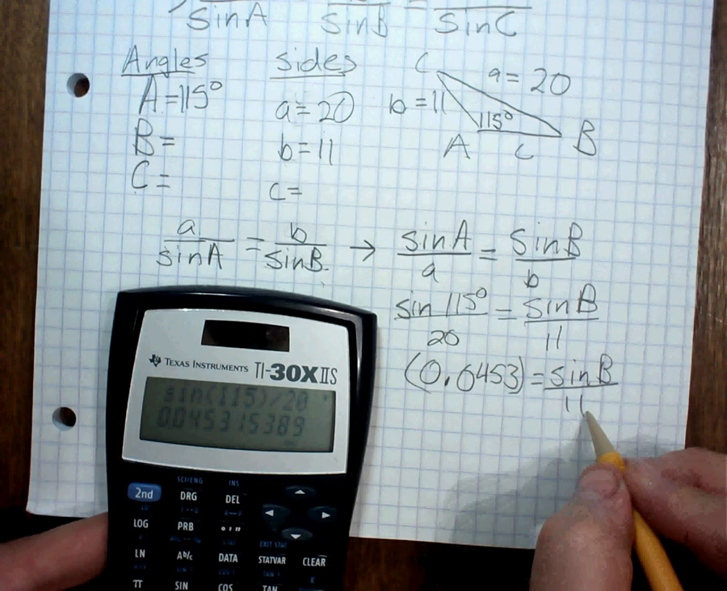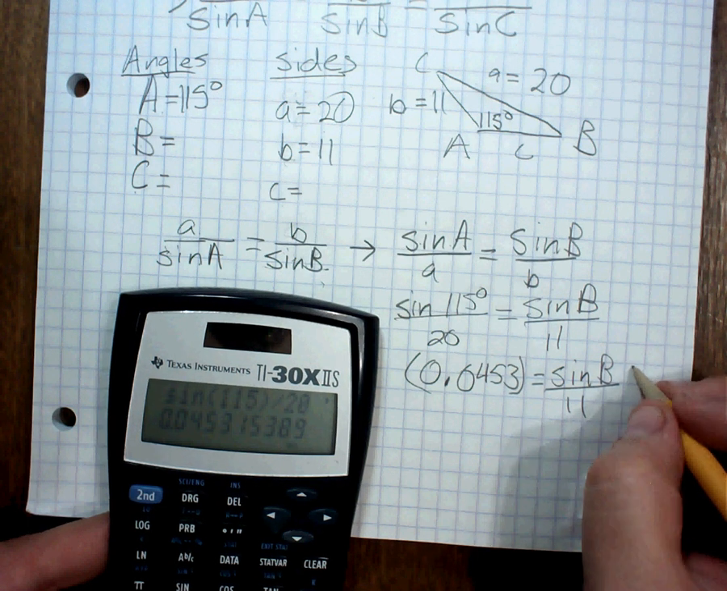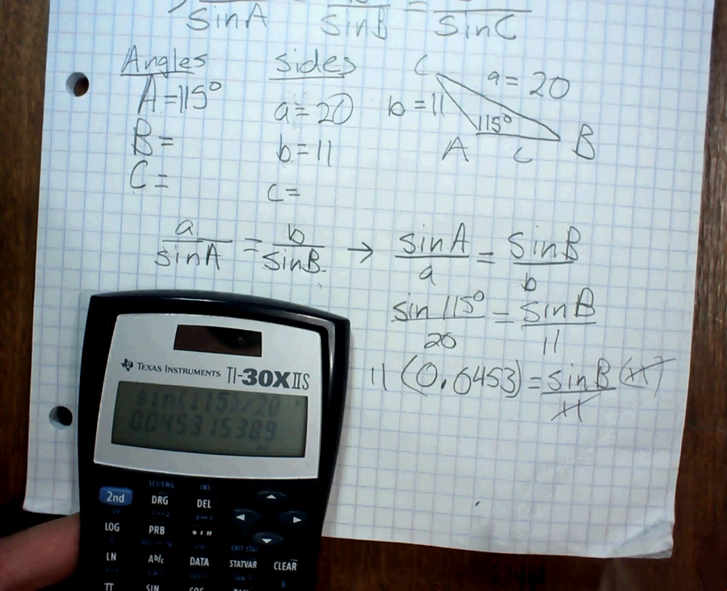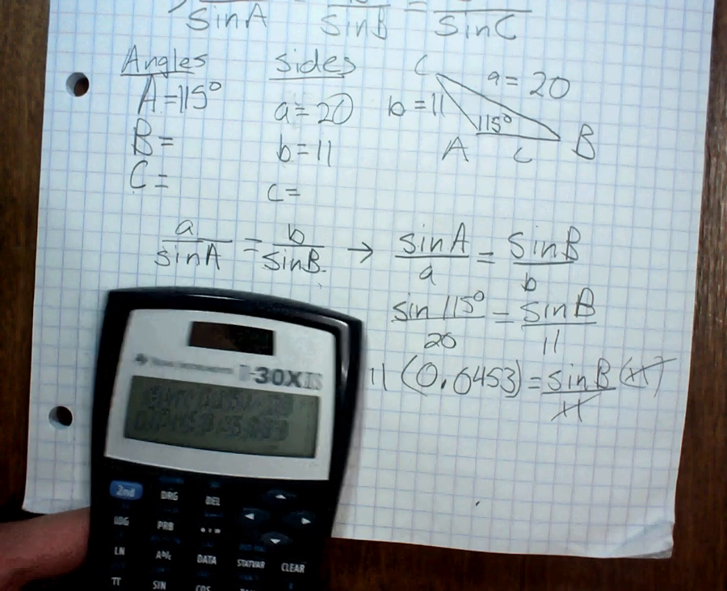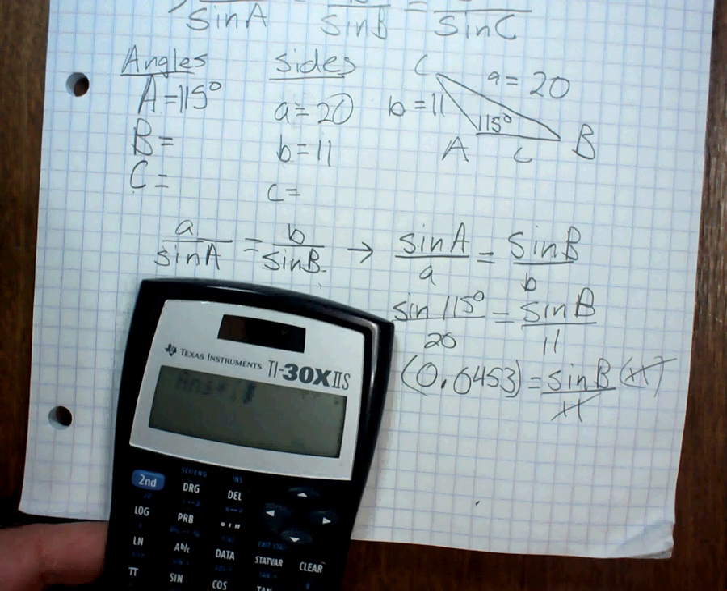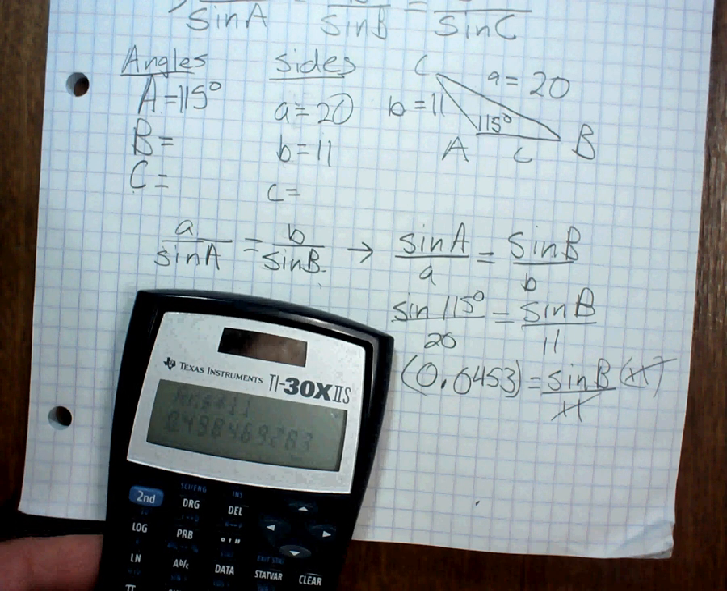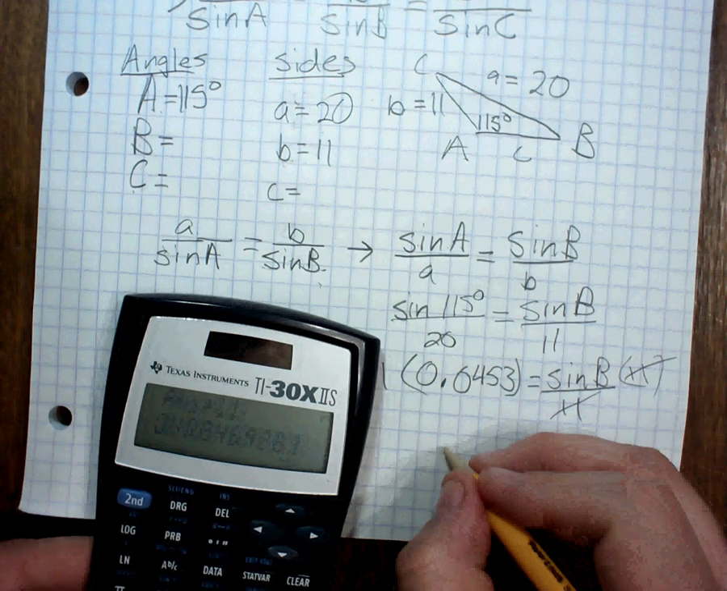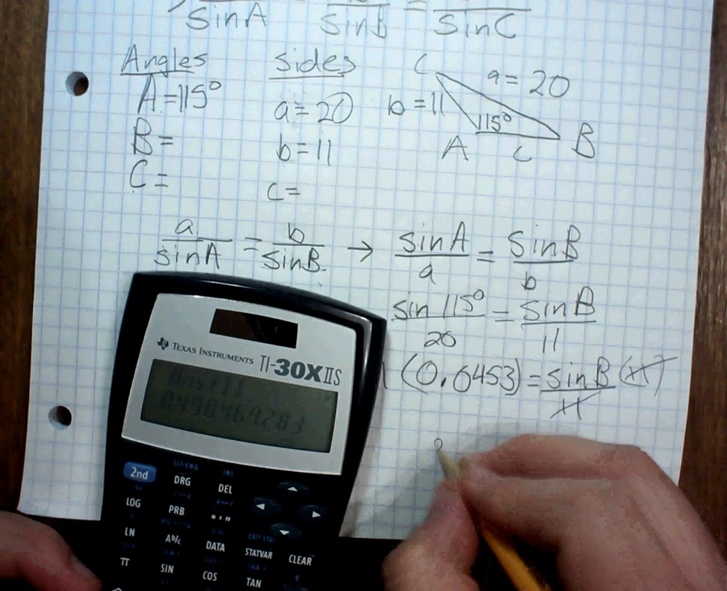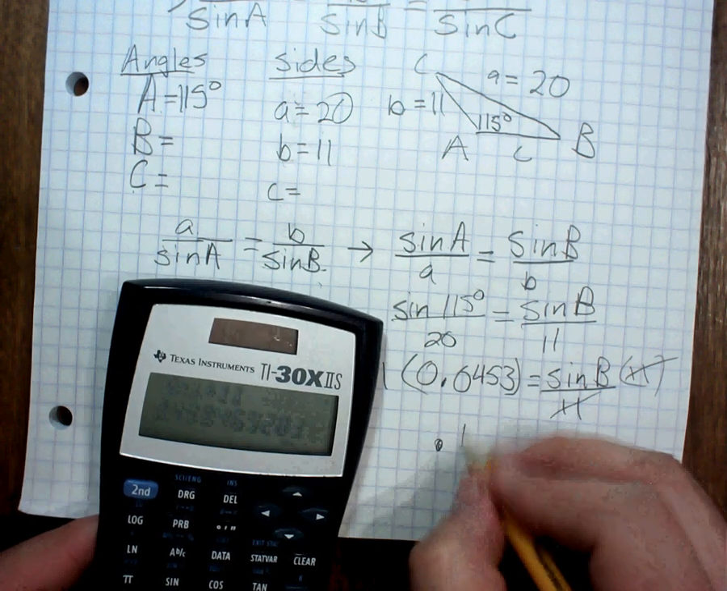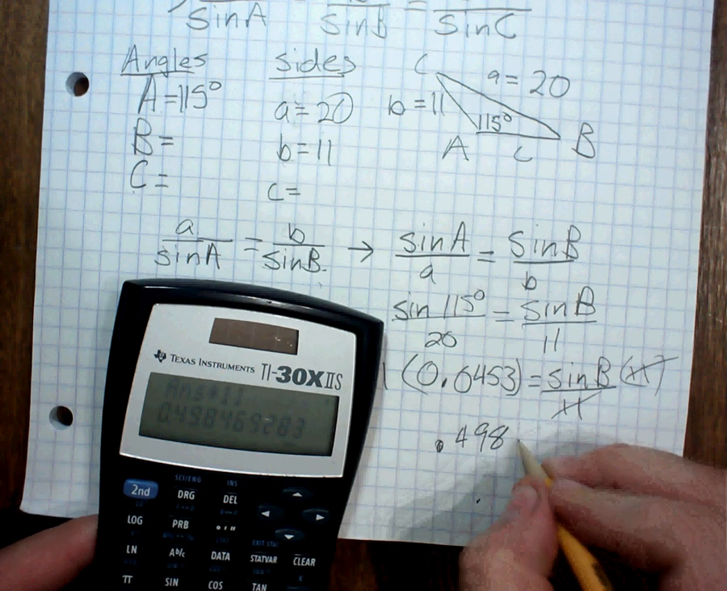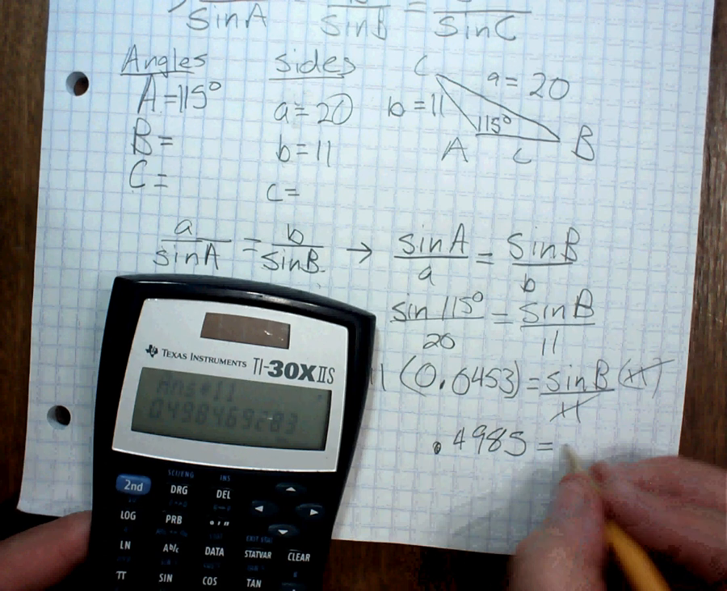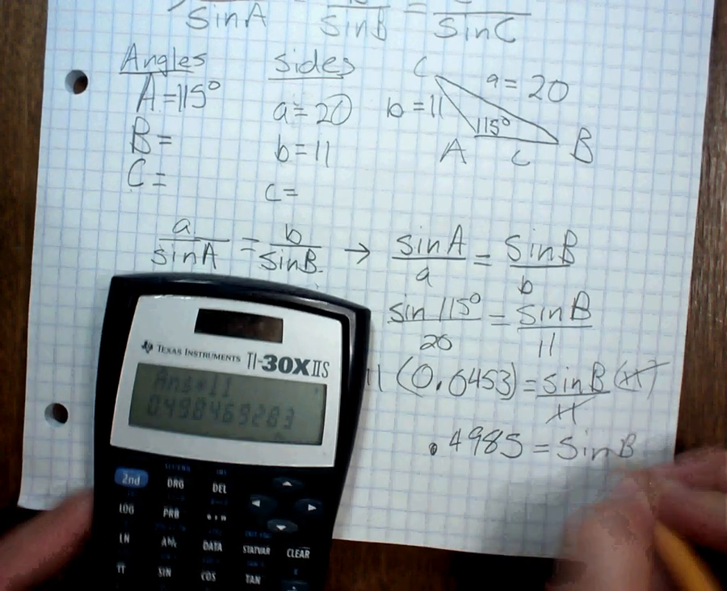Now, to get the 11 away from sine of B, I'm going to multiply both sides by 11. These 11s will cancel, and then I'm just going to multiply this number times 11. And I get 0.4985. I'm just rounding that there. And sine of B equals this.